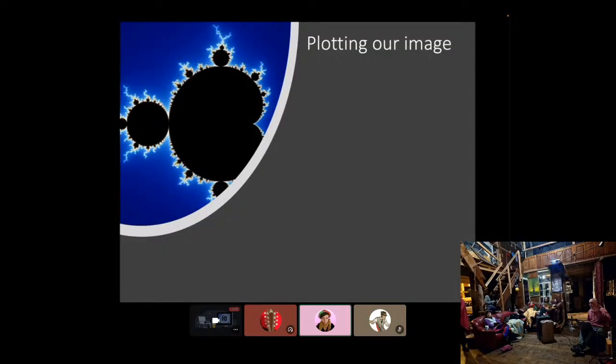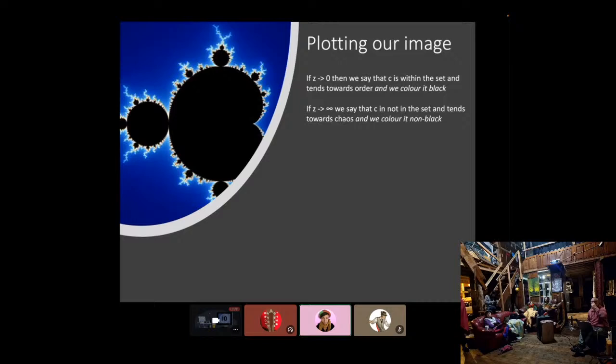So how do we plot the image then? What we do is we've said that if Z tends to 0, then we say that C, because that's the actual thing we're doing, is within the set. And therefore it tends towards order, and we will colour it black. You could colour it a different colour, but we're going to call it black.